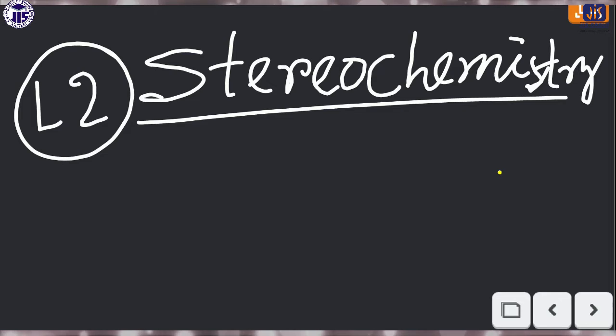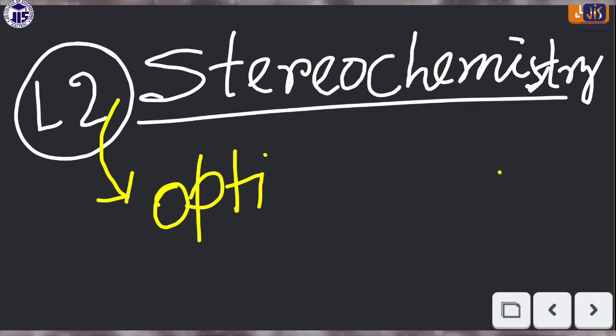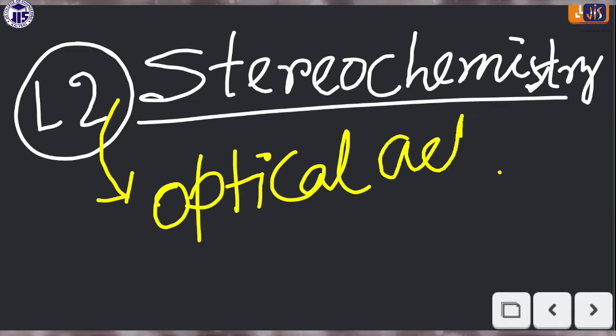The isomer is a very important concept for stereochemistry. Different types of isomer we already discussed. So today we'll discuss the most important topic of stereochemistry, and this is called optical activity. You have to know about optical activity and plane polarized light, so we will discuss those today.